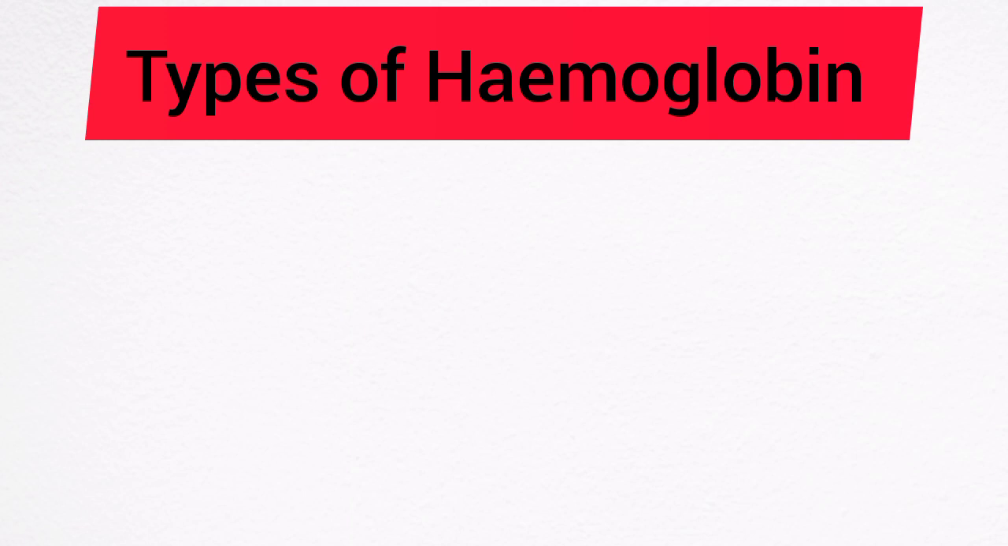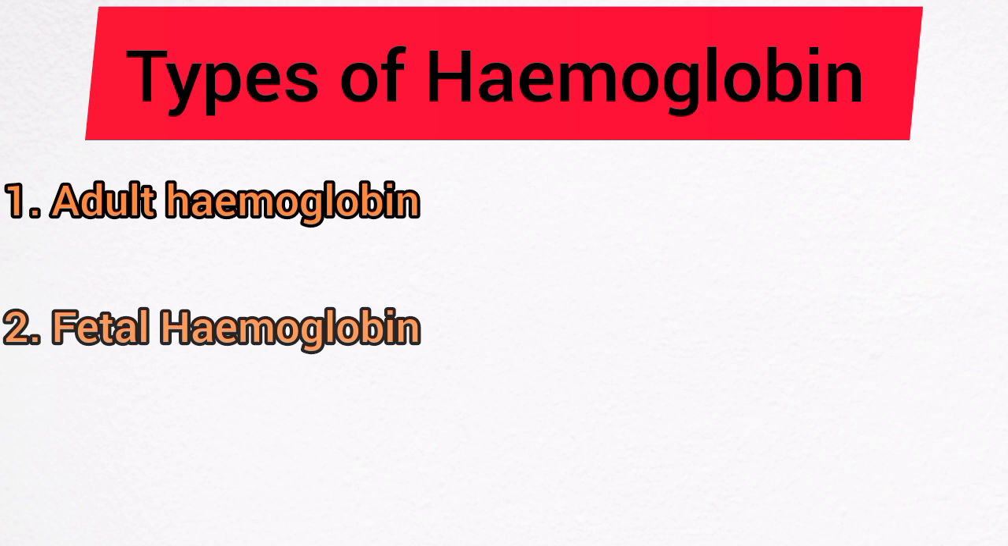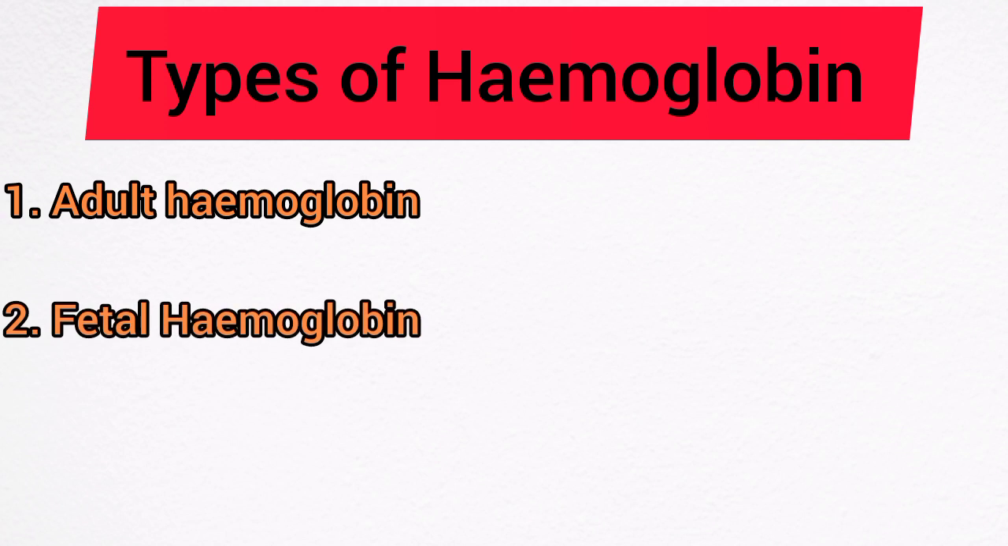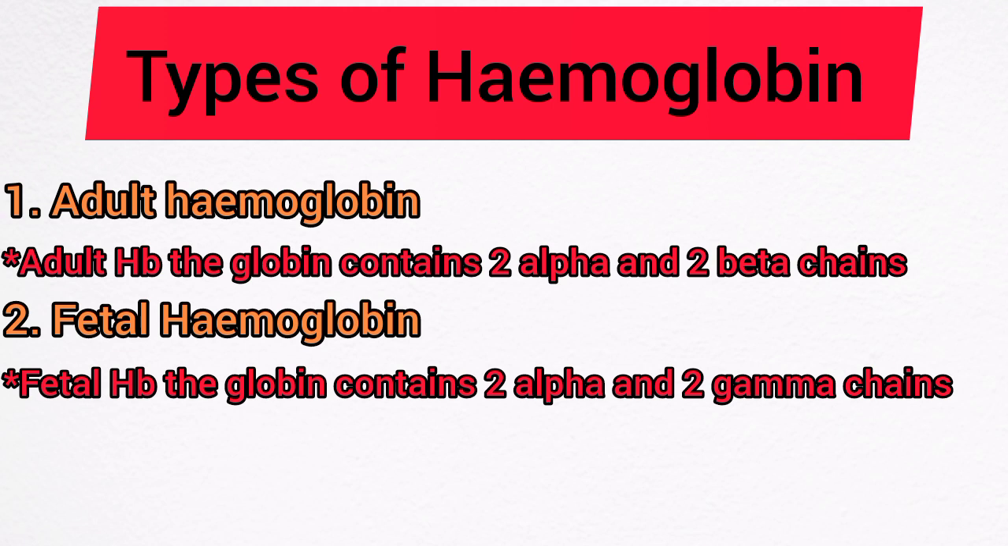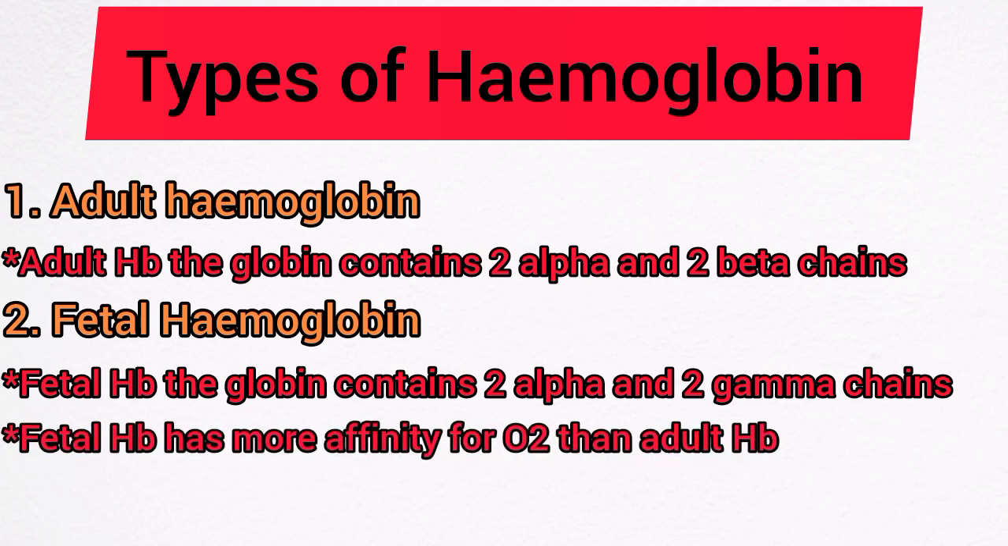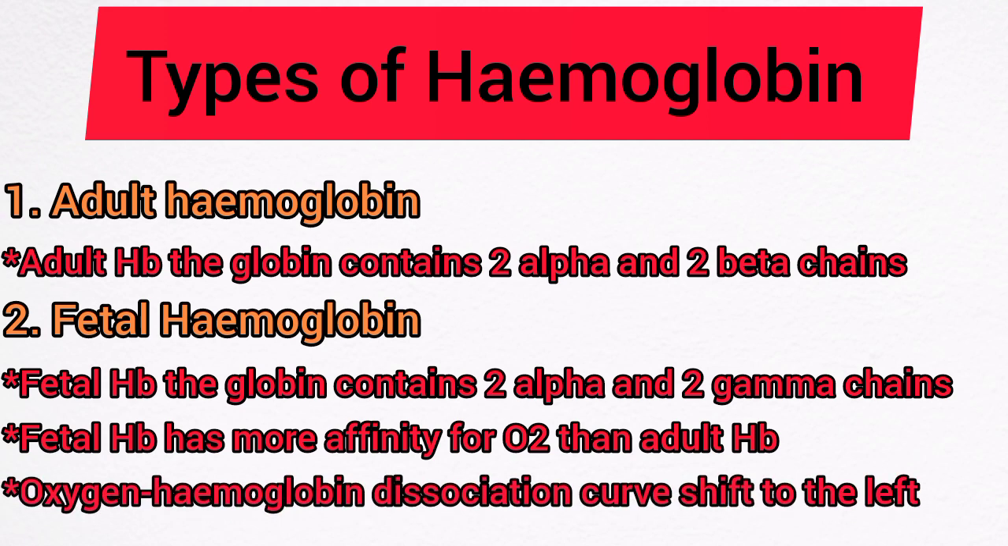Hemoglobin is of 2 types. Number 1 is the adult hemoglobin. Number 2 is the fetal hemoglobin. In adult hemoglobin, the globin contains 2 alpha chains and 2 beta chains. In fetal hemoglobin, there are 2 alpha chains and 2 gamma chains instead of the beta chains. Functionally, the fetal hemoglobin has more affinity for oxygen than that of adult hemoglobin, and the oxyhemoglobin dissociation curve of fetal blood is shifted to the left.